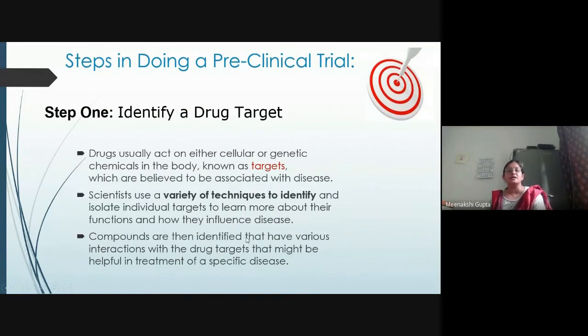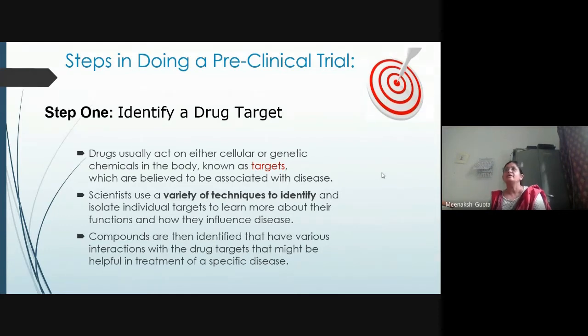Then scientists use a variety of techniques to identify and isolate individual targets to learn about their function and how they influence the disease. To treat any disease, first we must know what the targets are. If we know the targets, we can know what type of compound will act upon that particular target.